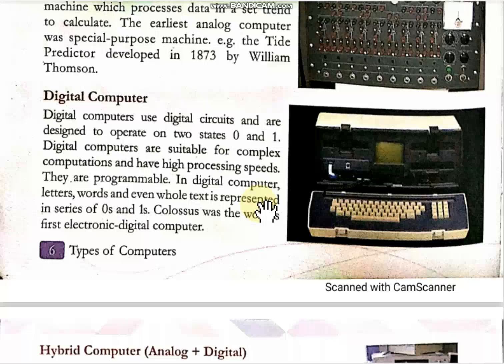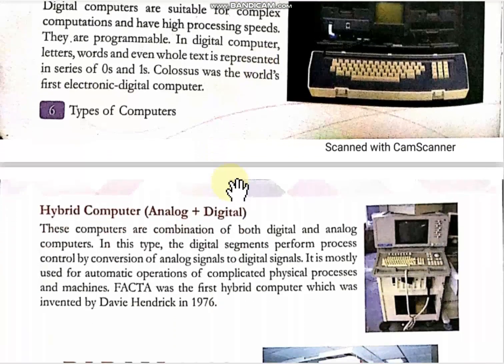So what they did is they combined both and gave the name hybrid computer. Now a hybrid computer takes advantages of both analog and digital and gives a perfect combination of computer. In this, both analog signals and digital signals are used. In this type of computer, the digital segments process control by conversion of analog to digital signals. It is basically used for AI purposes, artificial intelligence, and for complicated processes.